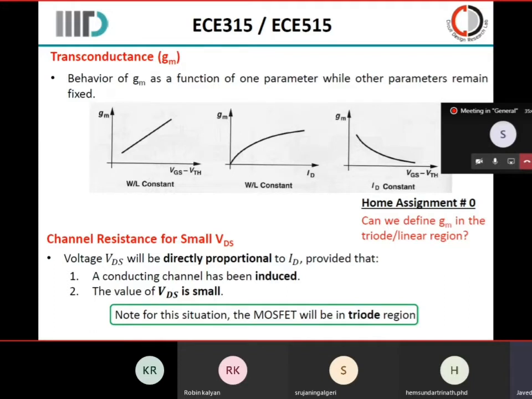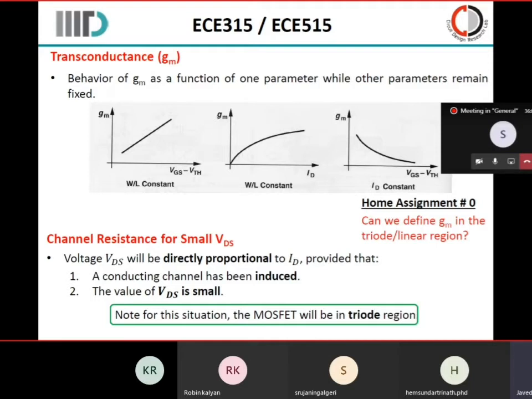What is the behavior of gm as a function of one parameter while the other parameter remains fixed? For example, for W/L constant, as you increase the overdrive voltage, gm increases linearly. So this is an important graph that you have to always remember.